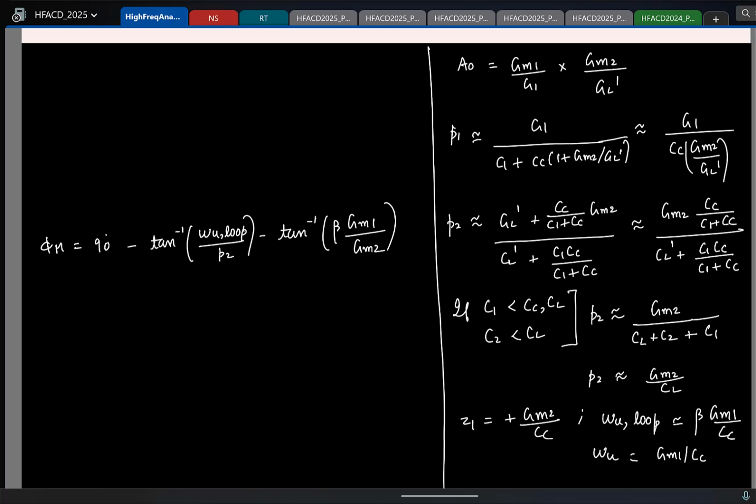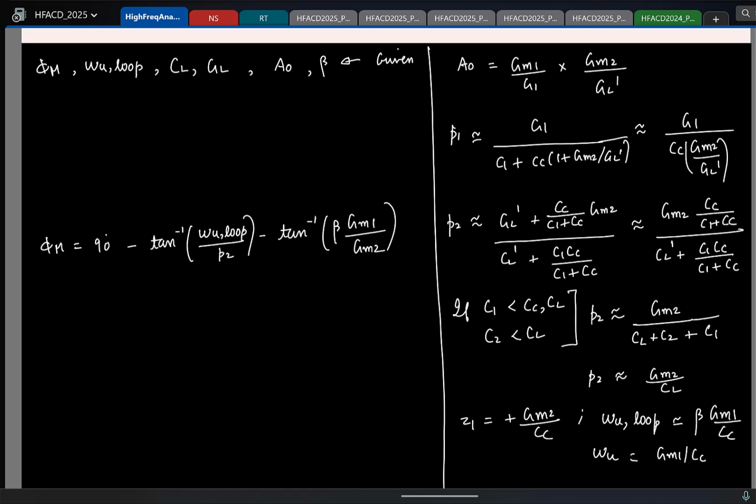You are asked to design for a particular phase margin at some unity loop gain frequency, so that you can drive a particular load capacitor and load conductance. You are also given the DC gain and the feedback factor with which you are using. These are all given, and let's say you are asked to design this. Okay. So let's see how we can go about doing it.